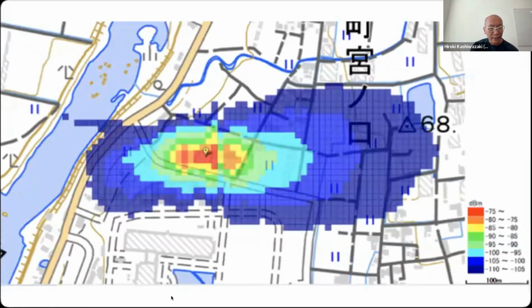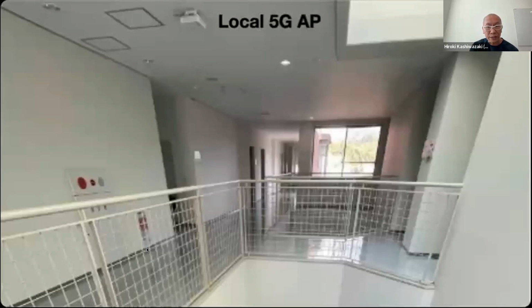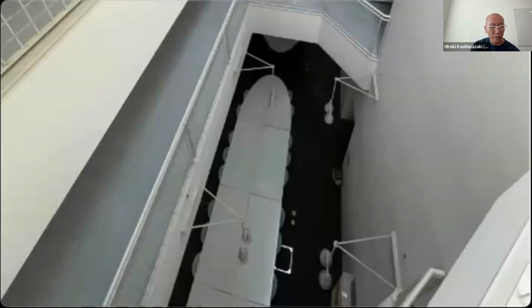And this is the actual local 5G antenna installed on the top of the roof here. It is installed on the top of the building on the 3rd floor of the atrium structure, and is designed to allow the local 5G signal to reach the 2nd floor and 1st floor as well.